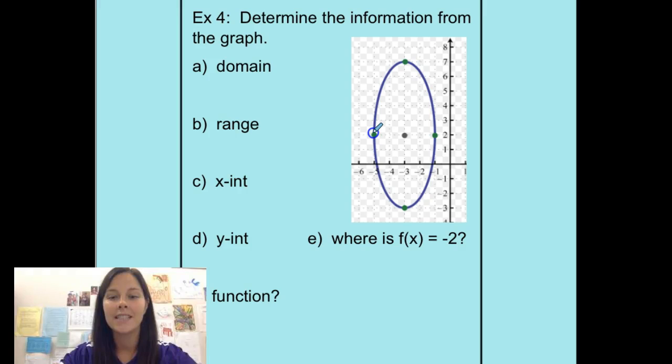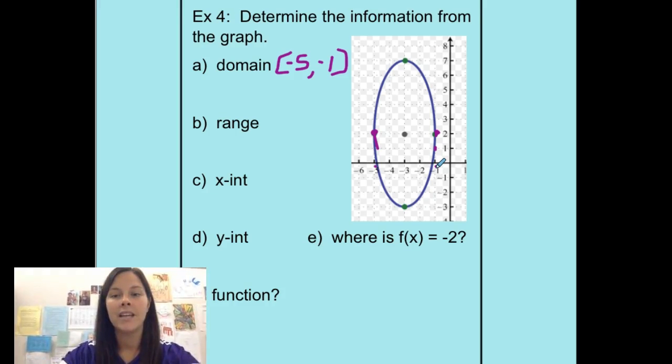One last graph, taking a look at our domain. Sliding a vertical line side to side, we start hitting the graph here at -5. And it stops hitting the graph over here at -1. I'm looking at those x values for our domain. So dropping down and reading those values off the x-axis, in inequality notation, we would say -5 ≤ x ≤ -1.